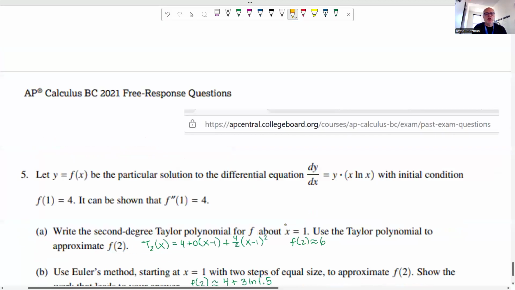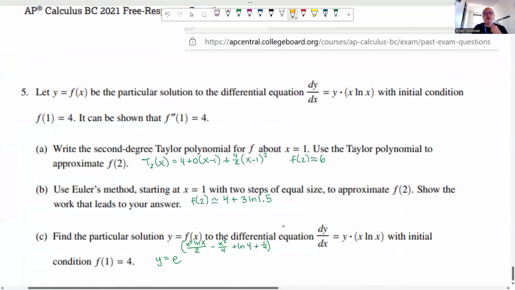All right, here's one for you to do. This is an AP question from 2021. You can search for AP 2021 BC, and you can see them work out the problem. This has lots of pieces to this one problem.